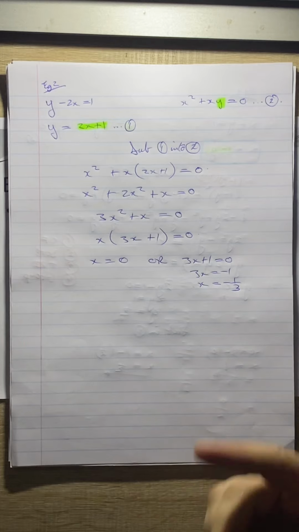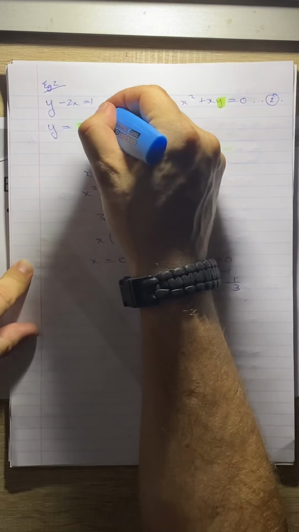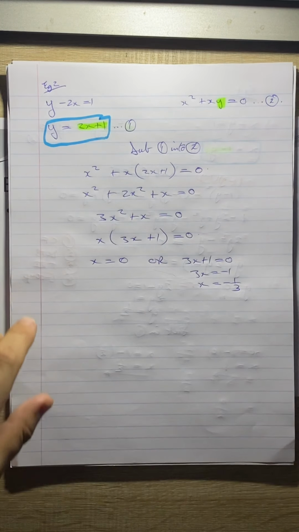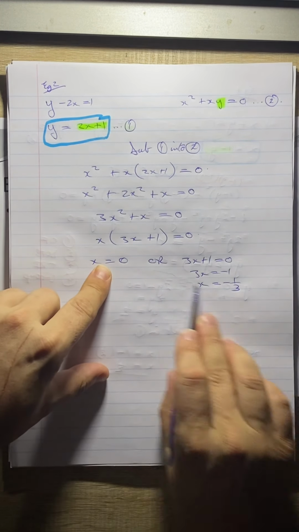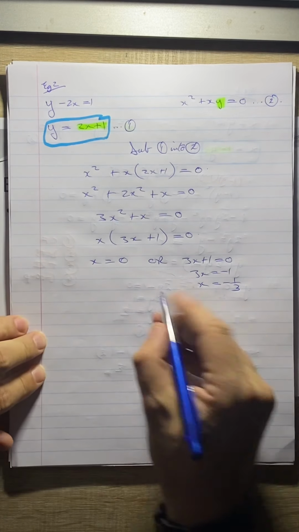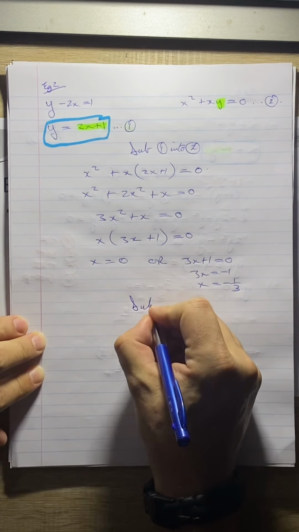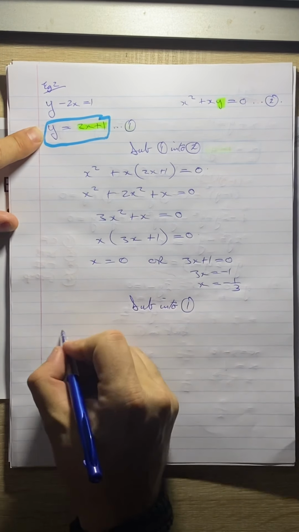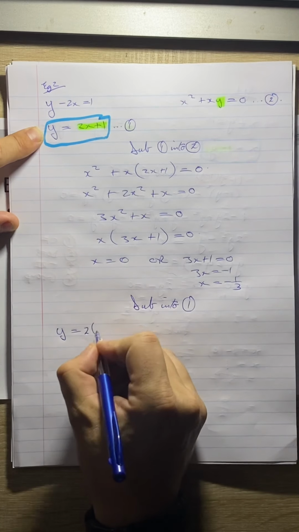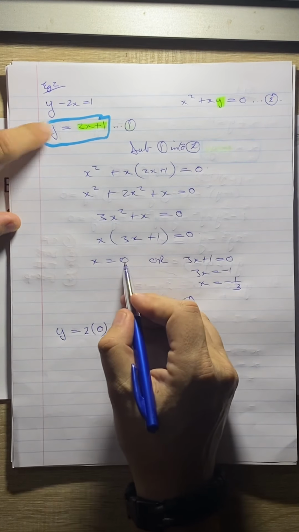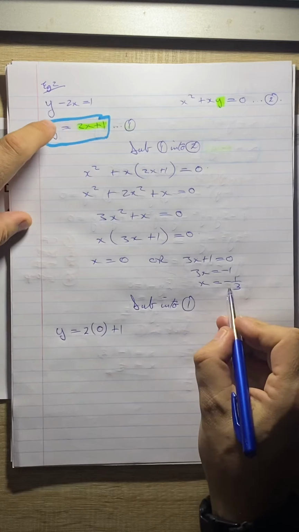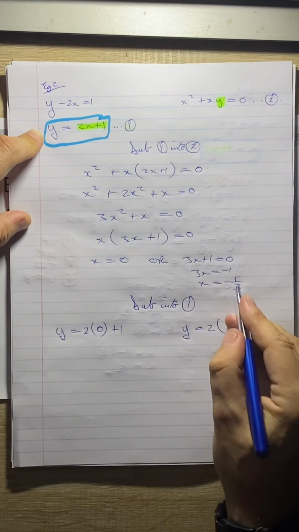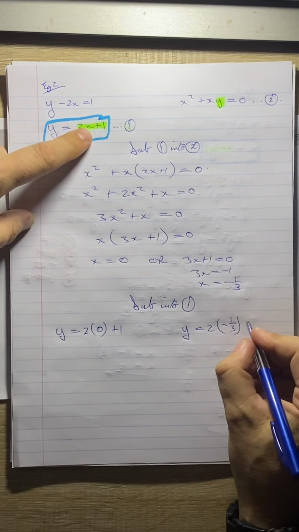Okay, now we need to solve for what y is. But we have an equation over here that has y in terms of x. So all I do is I take my x values here that I've solved, plug them in there to find out what y is. So I must just say here sub into equation 1. So for this one here, we'll get y is equal to 2 times 0, that's from this one, plus 1. And then for this one over here, this x value, we will get y is equal to 2 times minus 1 over 3 plus 1.